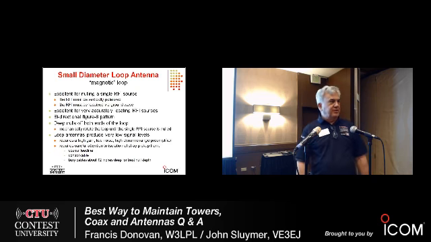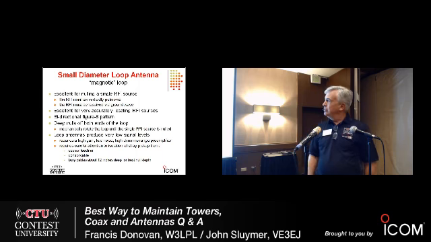So let's start with the simplest antenna of all. This is the so-called magnetic loop. It's just a small diameter loop. It can be as small as about 3 feet in diameter. It's excellent for nulling a single source. It's also excellent for locating RFI. This is a great tool to have in your tool bag.